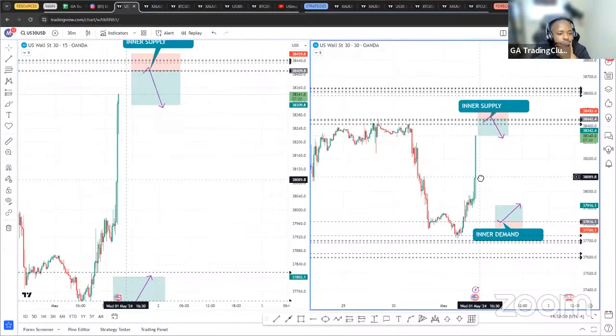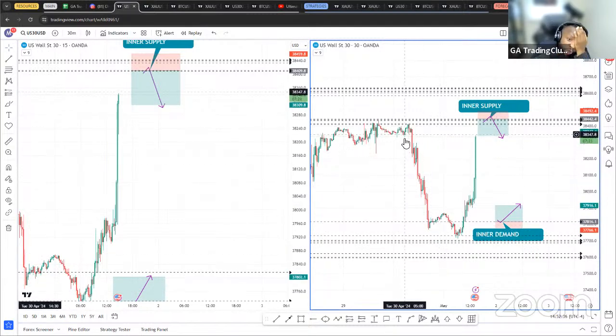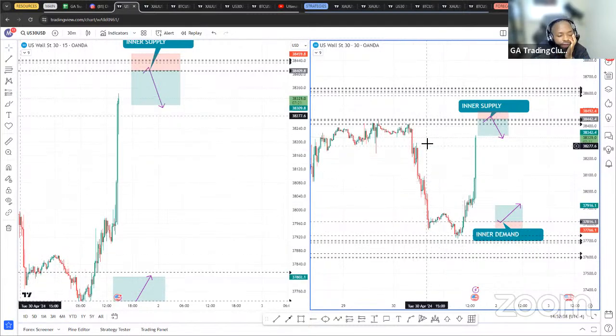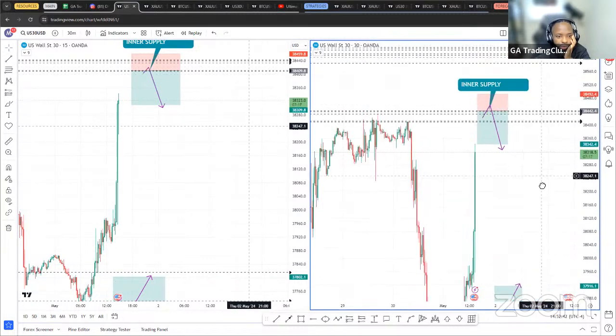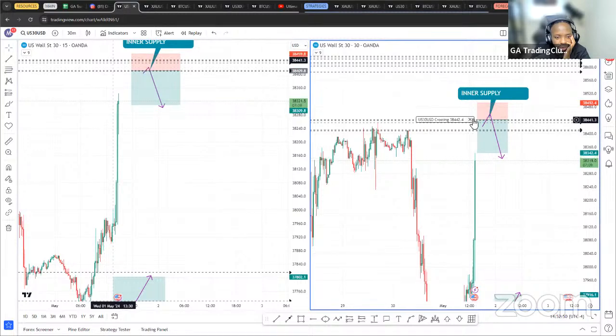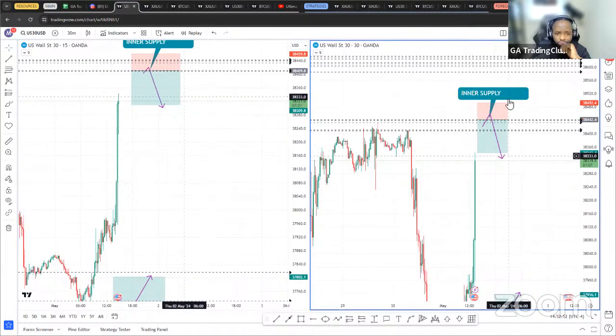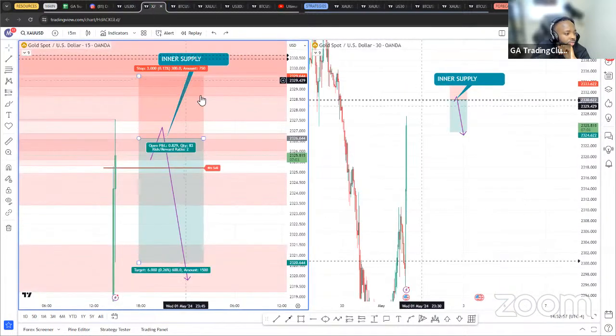US 30, US 30. So here's that completion of structure, right? And we've talked about this for a whole year. These instruments love that structure completion. So here, what do we have around this area? That 38,400 looks like today's session may run a little bit longer. The 38,400 to 500 area is a good sell area for US 30.